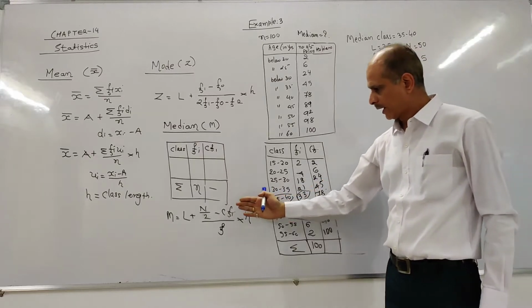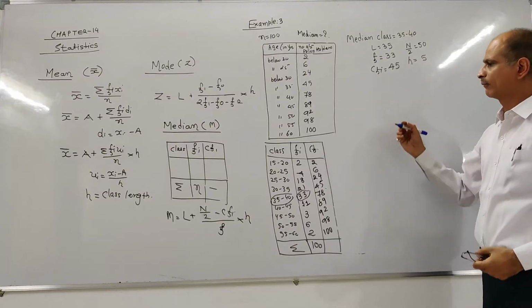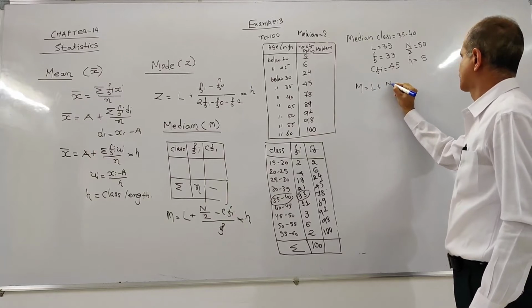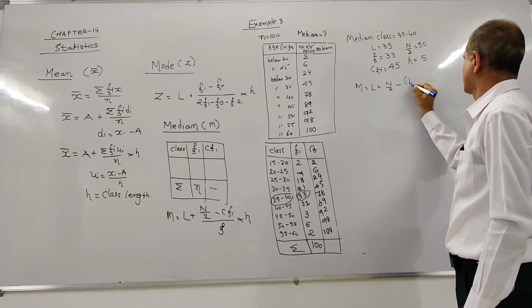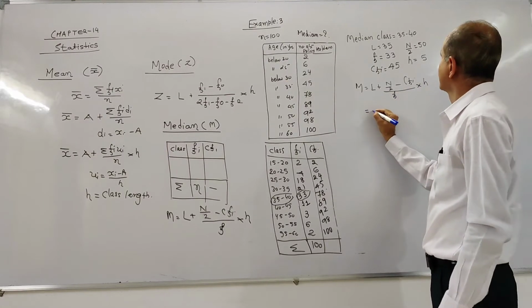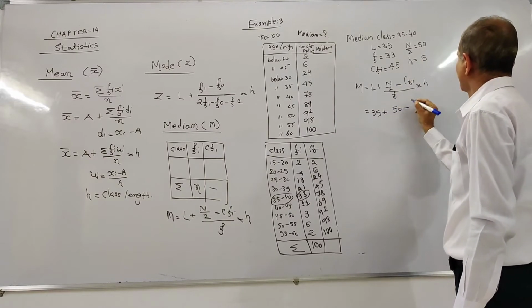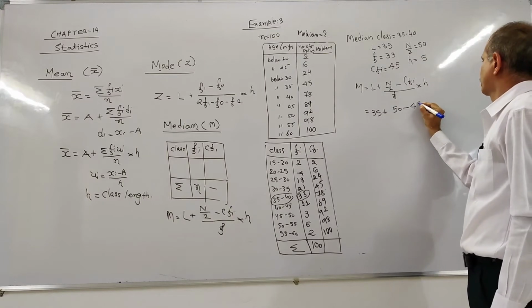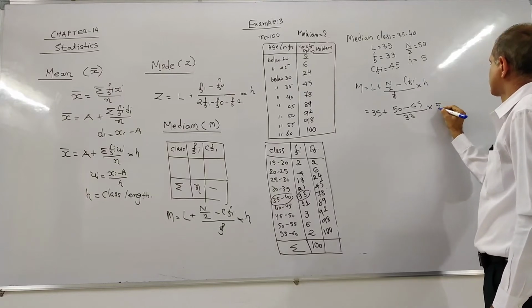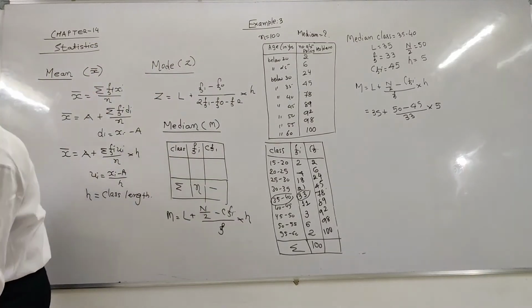Write down the formula and put the values. You can easily find out the value of median. Well, so the formula is M is equal to L plus n by 2 minus CFI upon F into H. Now L means 35 plus n by 2 means 50 minus CFI means 45 upon F means 33 into H means 5. So now you can simplify and find out the answer.